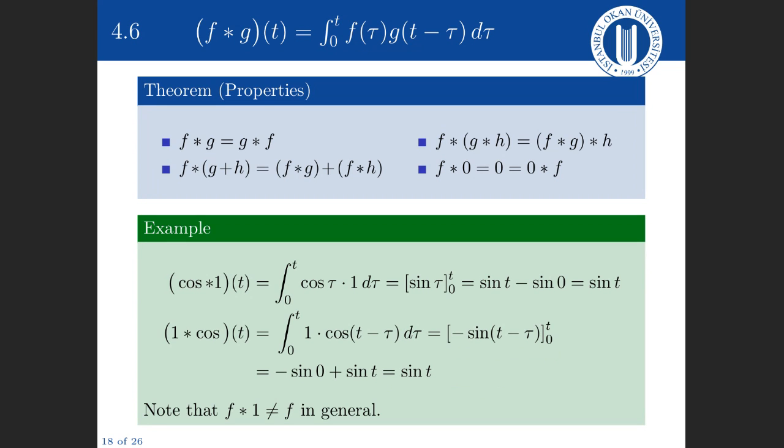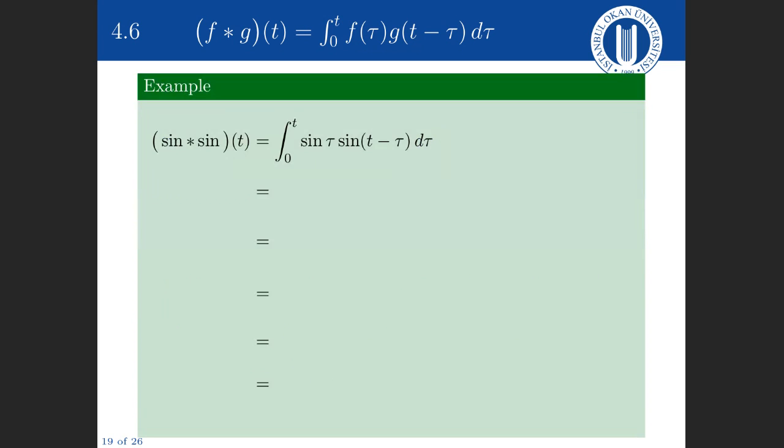One thing to note from this example is, in general, f convoluted with the function 1 is not equal to f. Here, cos convoluted with 1 is not cos, and 1 convoluted with cos is not cos. Next example, sine convoluted with sine. That's the integral from 0 to t, sine tau, sine t minus tau, d tau.